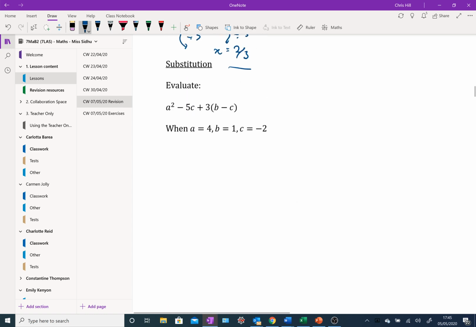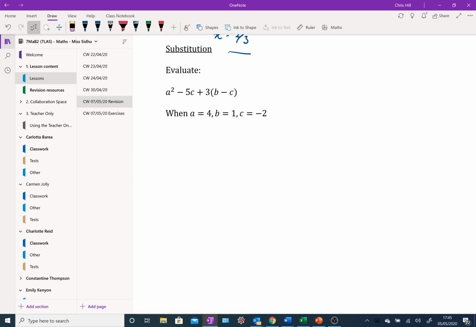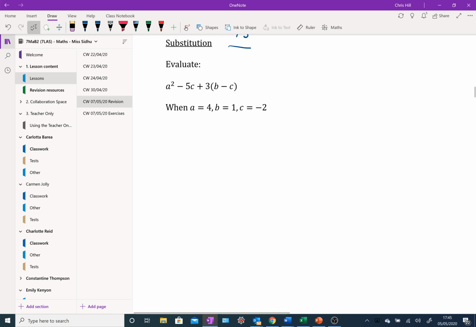Right, so the next topic we covered at the end of last term was substitution. If we're given an expression, all we need to do is rewrite the expression with the values in and then solve it. Here we're not supposed to be using a calculator, so a is 4, so 4 squared minus 5. Don't forget that c is minus 2, so we put some brackets in, plus 3. B is 1 minus 2. Okay, so what have we got?